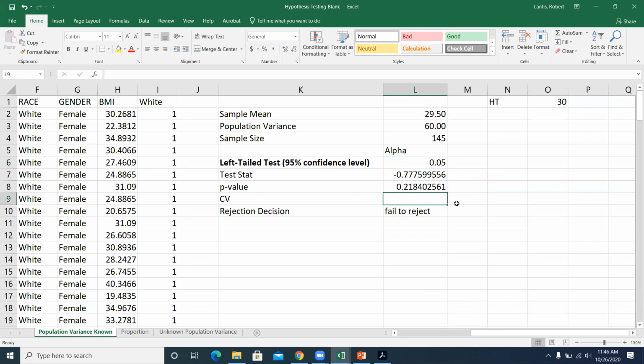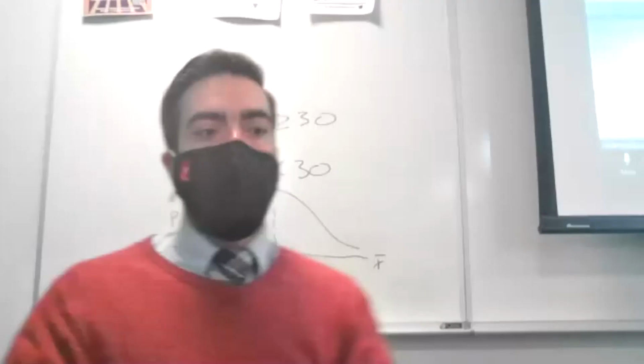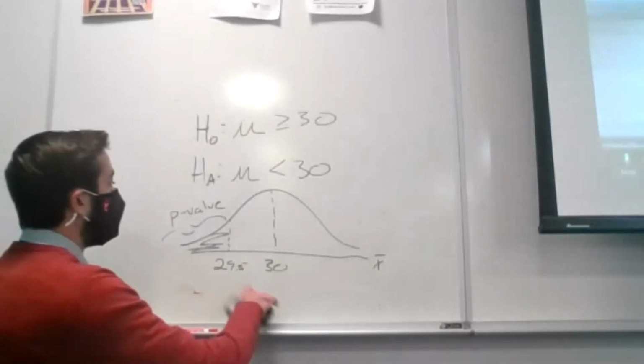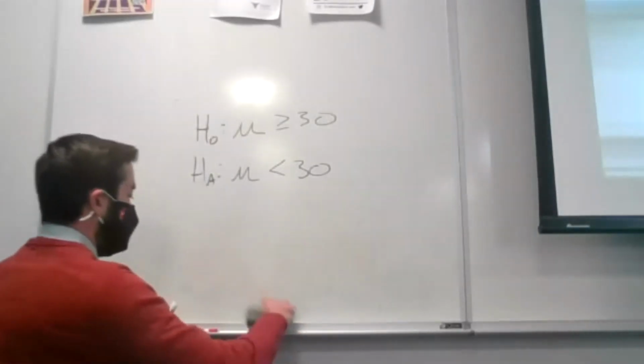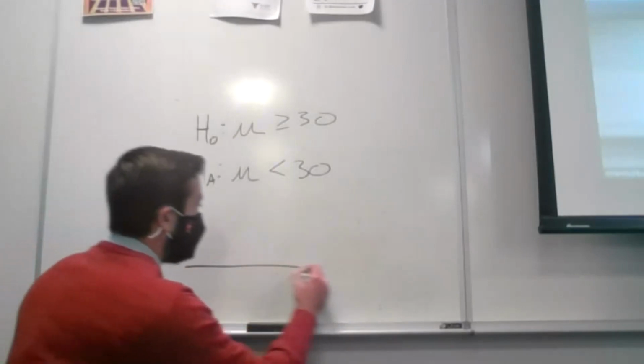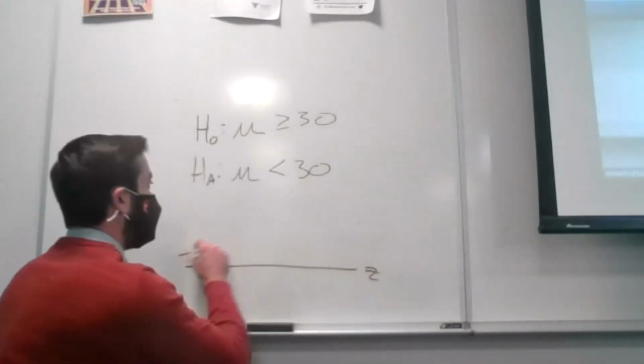If we want to do the critical value, well, for a left-tailed test, when we're dealing with critical values, we said our critical values for a left-tailed test should be what?